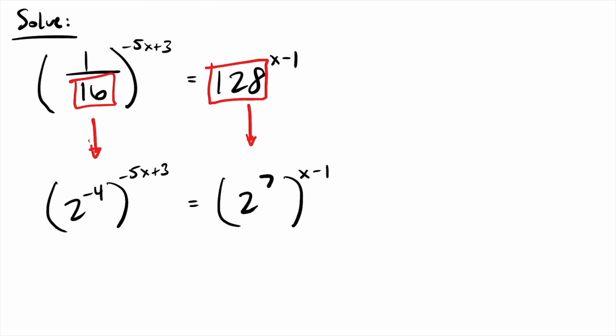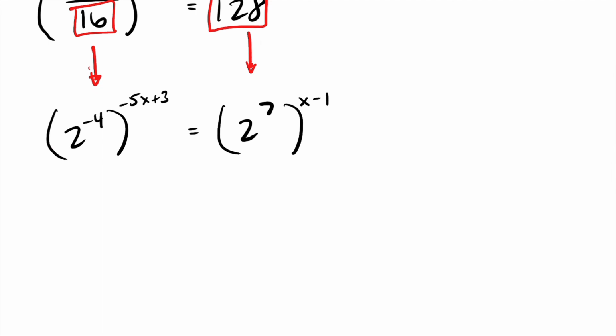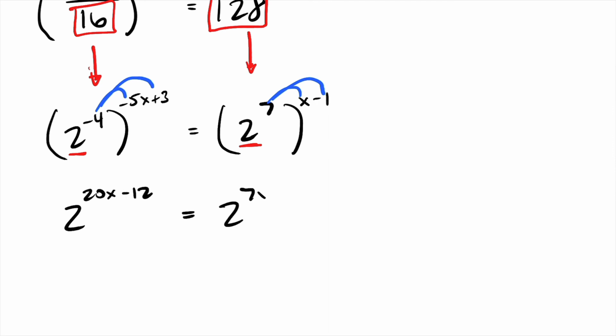If you can do that, chances are the rest of the steps you're going to do correctly because you've done them before. Okay? The next step, once I get my common base, which is going to be 2, is to distribute the powers. So I'm going to distribute negative 4 here, distribute positive 7 there. We have 2 to the 20x minus 12 equals 2 to the 7x minus 7.